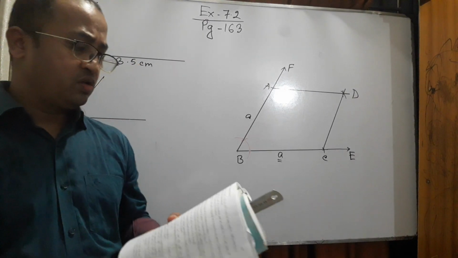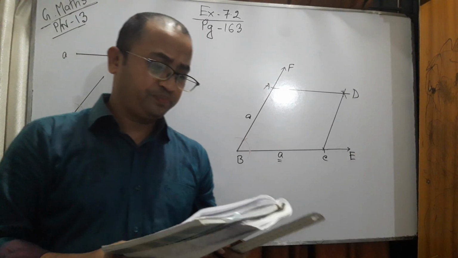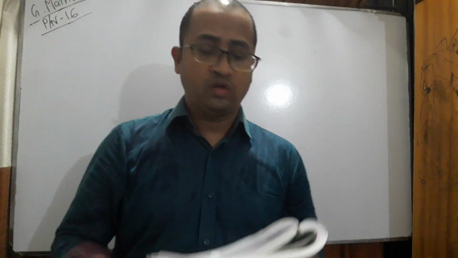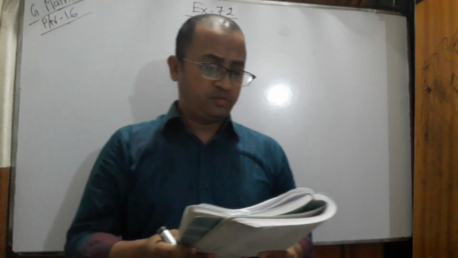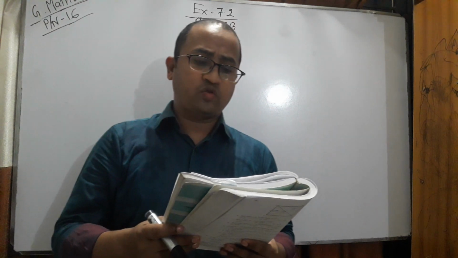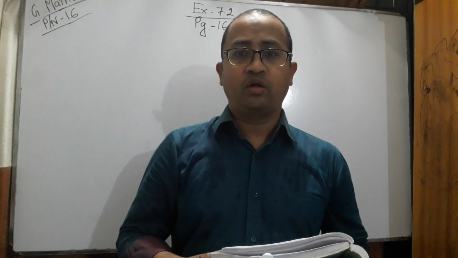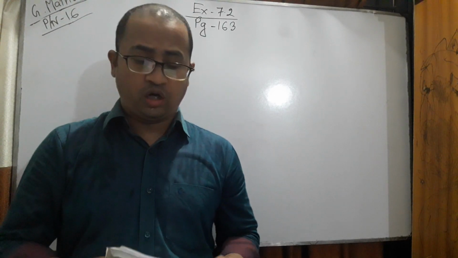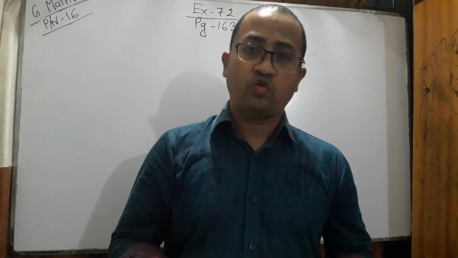Now, question number 16. Okay, question number 16: the perimeter of a square is given. Construct the square. It is given only one piece of information, that is the perimeter of the square. We will construct the square.